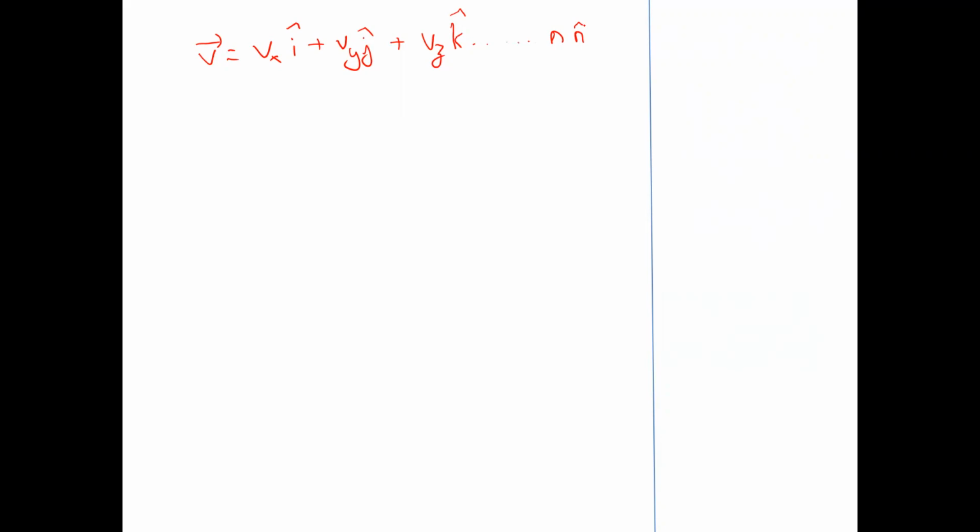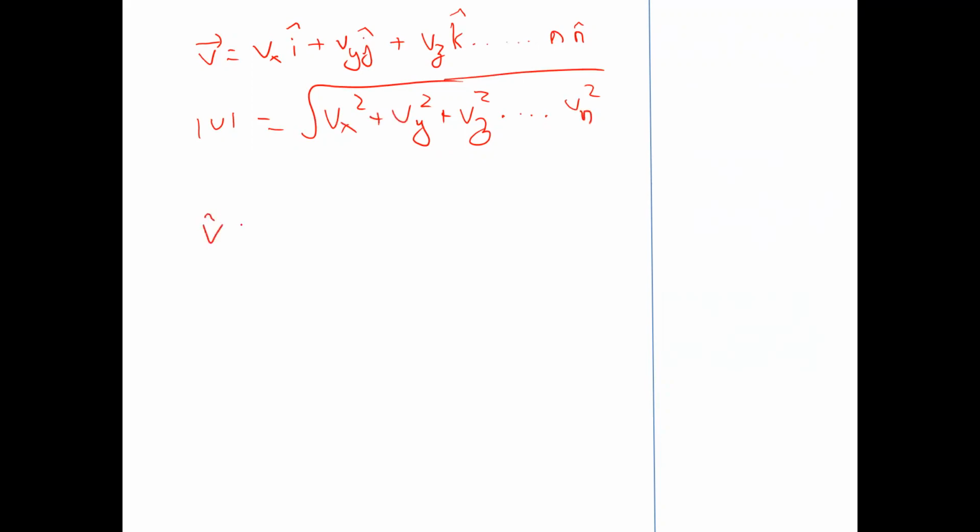So to find the magnitude of v, you just have to do vx squared plus vy squared plus vz squared. It's natural to just generalize the formula and write it out. Similarly, even for the v hat, the unit vector, you can do it the same way.